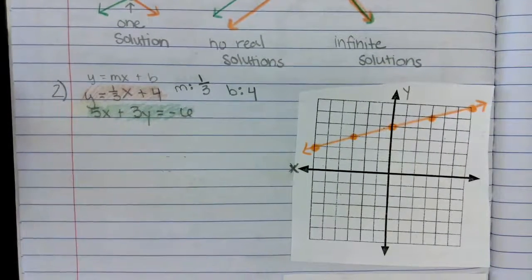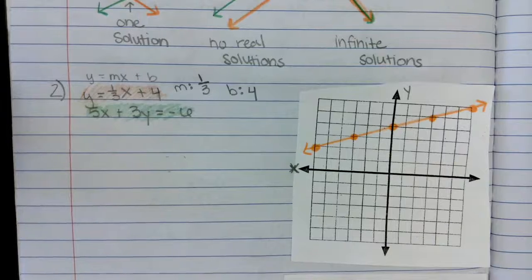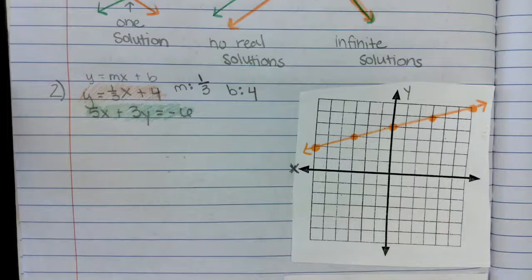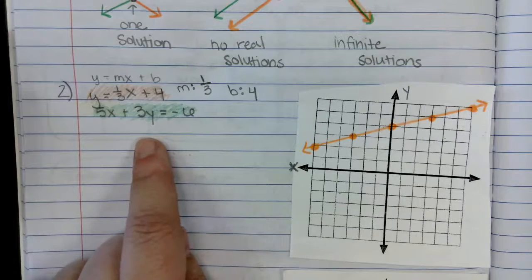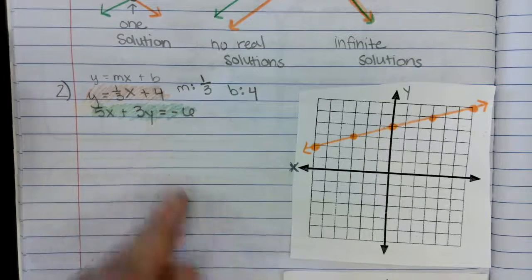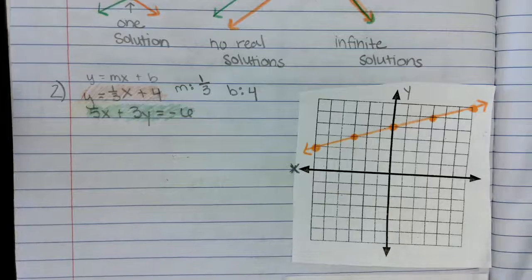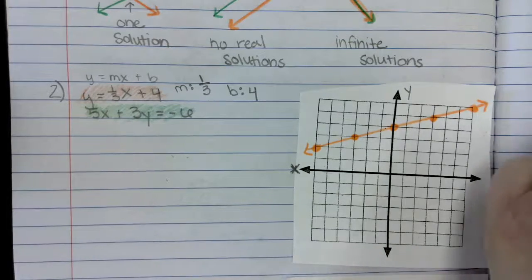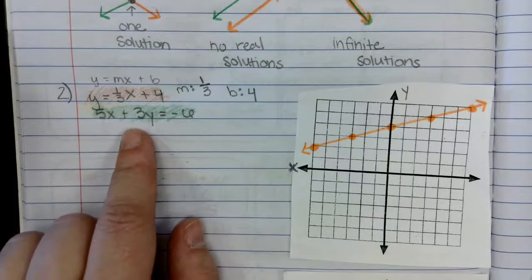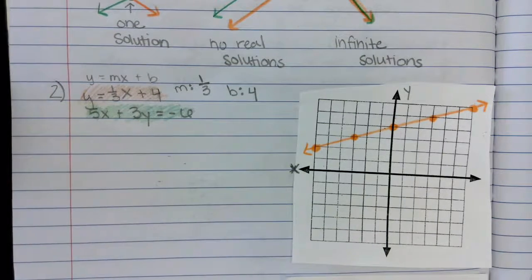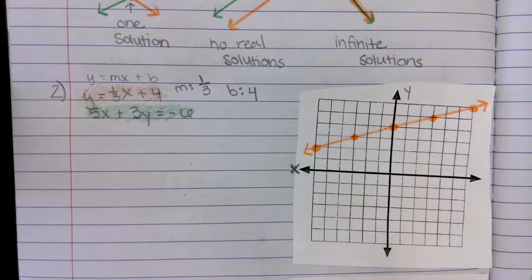Alright, let's talk about that green equation. What form is this in, that green equation? Does anyone remember that form? Good. AX plus BY equals C. Does anyone remember what we call that? Standard form. Do we know how to go straight from standard form to the graph?